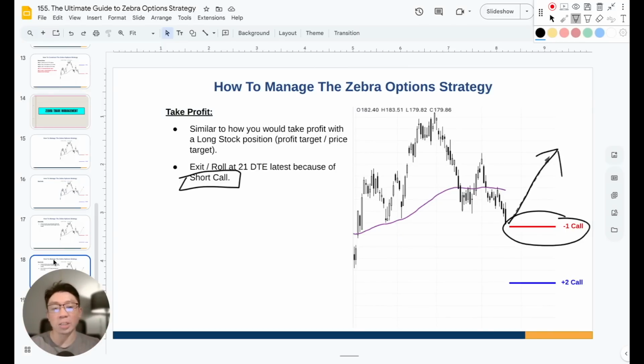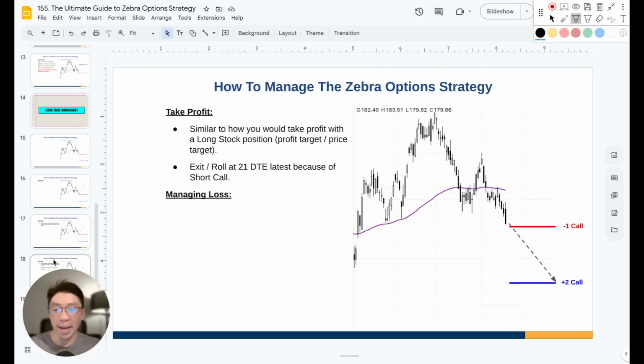And by rolling, it just means that you still have a very bullish view. So for example, maybe the market is at this point and it's already 21 DTE, but you think there's still more upside to go. So one of the things that the Tasty Trade team actually do is that they will close out this position and re-establish it again. So you're going to have a new zebra, but it pretty much just means that you're closing it out and putting on a new trade in the form of rolling. So this is how you take profit.